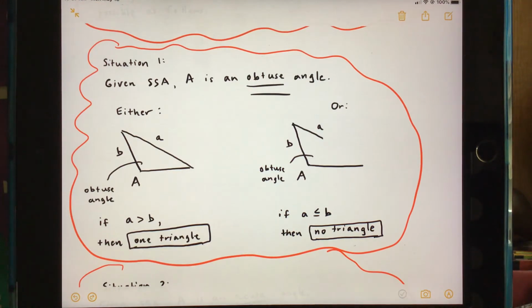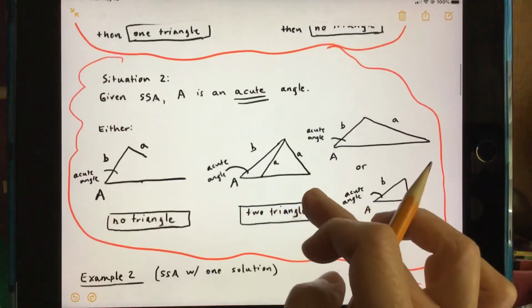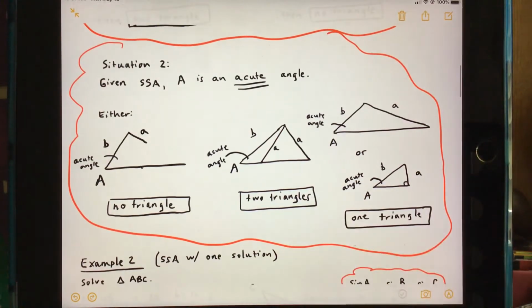Situation 2, if your angle in the SSA triangle is acute, there's actually more possibilities. There could be no triangle at all, there could be two triangles, or there could be one triangle. It could be any one of these cases, and our work will be able to determine which situation it is. And if there are two triangles, we'll be able to name all the angle and side measurements in the two triangles. If there's only one triangle, we'll be able to give the missing angle and side measurements as well.